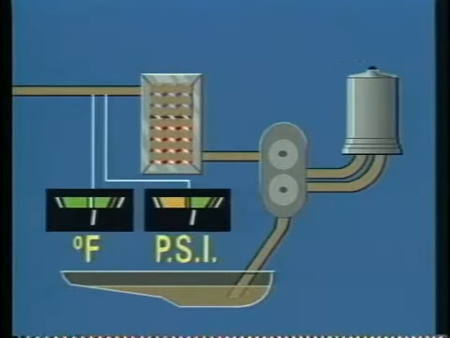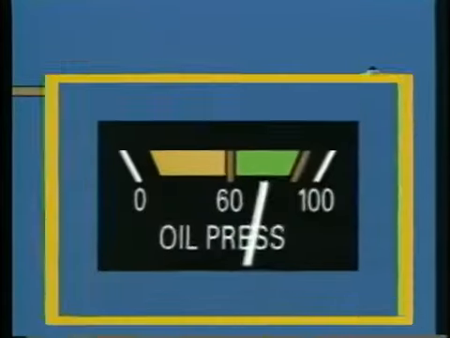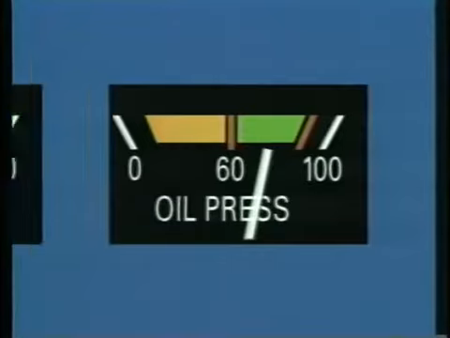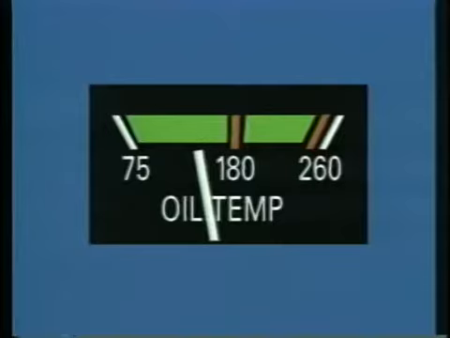Gauges on the instrument panel display the oil pressure and temperature. A green region normally shows the correct oil pressure. If you observe an abnormal indication, you should assume that the engine parts are not receiving adequate lubrication. An oil temperature gauge lets you keep an eye on the system by displaying whether or not the temperature is in the permissible range. On many light airplanes, this gauge is the only indication of engine temperature.